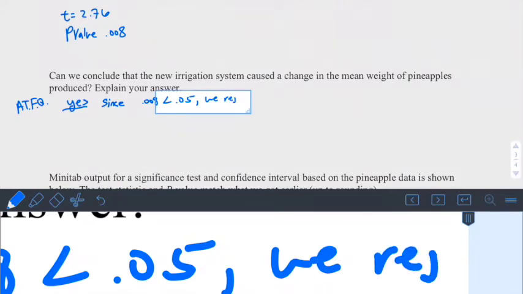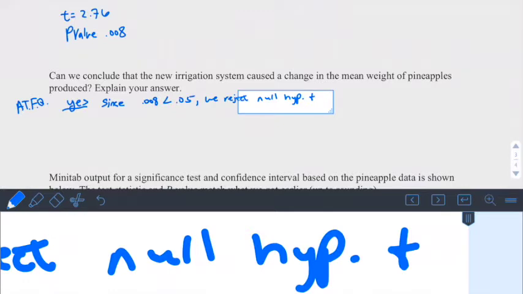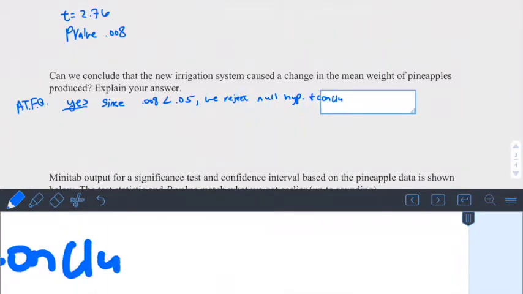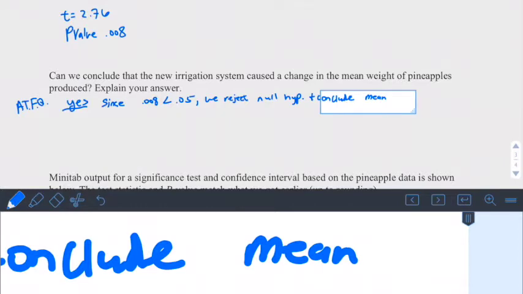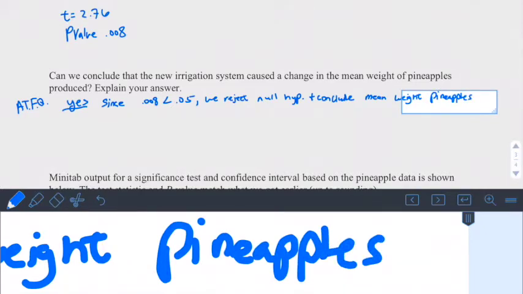We reject the null and conclude that the mean weight of the pineapples differs from 31 this year.